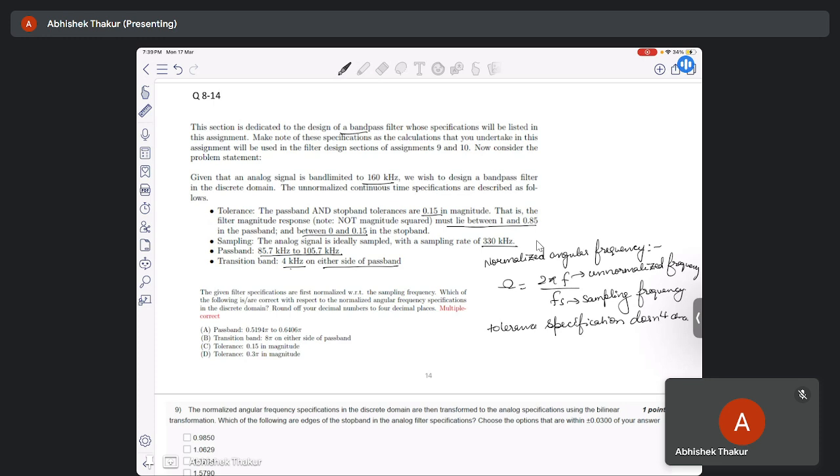So the pass band will be 85.7 divided by 330 into 2 pi. So let's use the calculator.